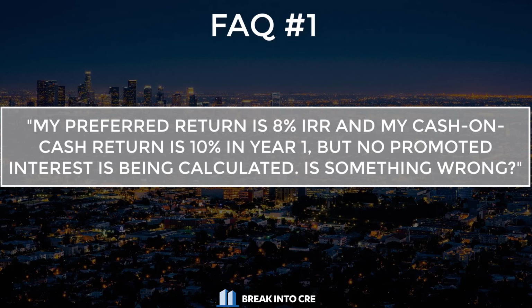Is something wrong? Well, the answer here is no, nothing's wrong, and that is correct that promoted interest won't be earned in the first year of ownership with a 10% cash-on-cash return, even with a preferred return of just 8%. And the reason why is because most real estate equity waterfall structures are IRR based, meaning that the promoted interest and additional hurdle rates are based on an IRR metric rather than a cash on cash metric.